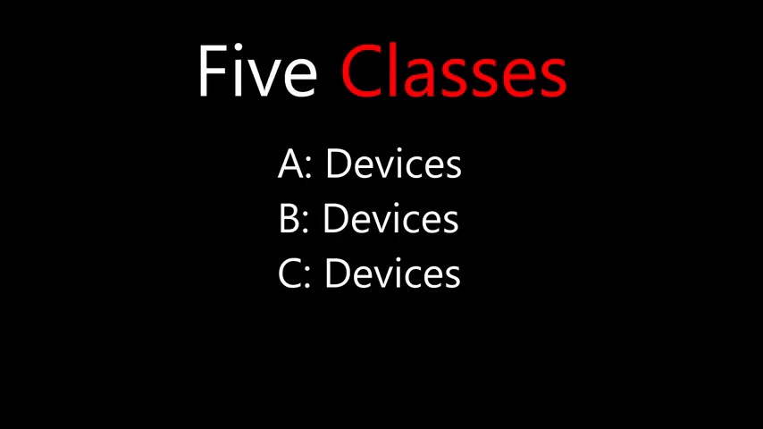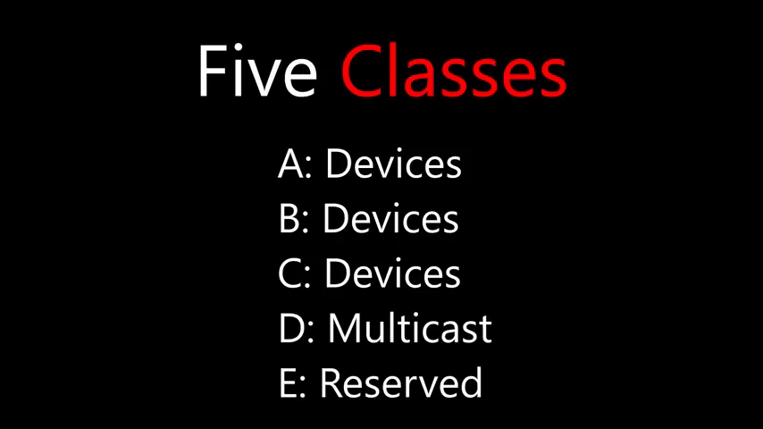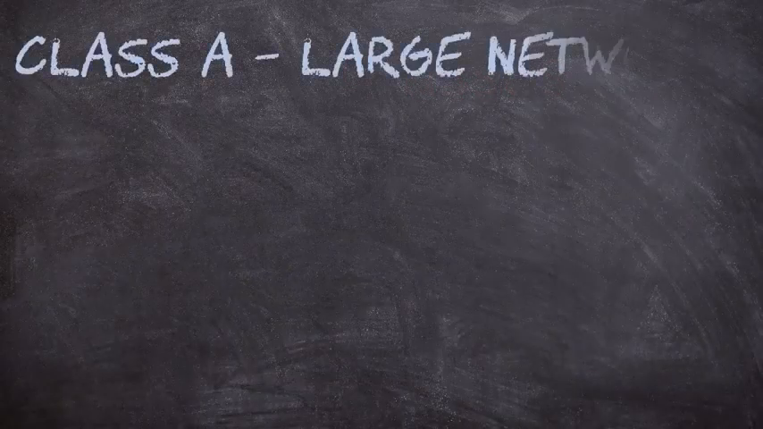This broke the entire IP space into 5 classes. That's Class A through to E. Class A, B, and C were used to address devices. Class D is for multicast, and we'll touch on that a little in the next video. Class E is reserved for special purposes. So Class A, B, and C are the ones we need to think about right now.